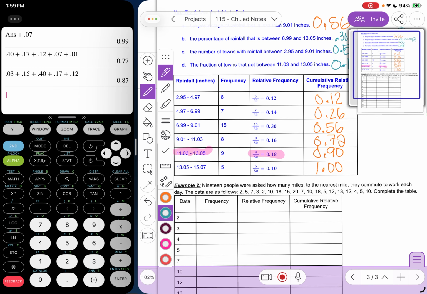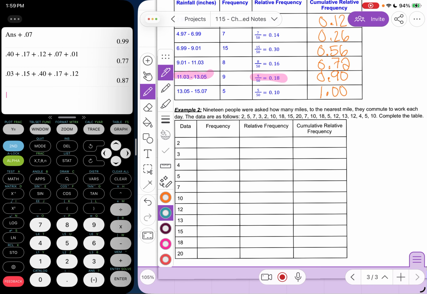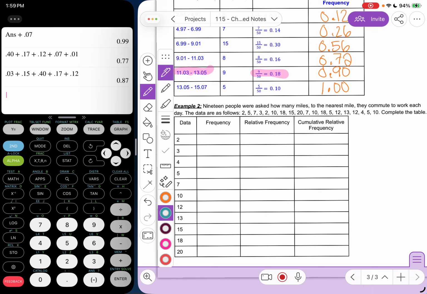All right. And then here, example 2. 19 people were asked how many miles to the nearest mile they commute to work each day. The data is as follows. Then it gives us a list. Complete the table. So let's fill it in. If you want to try it on your own, pause the video. If you think you need help, go ahead and do it. It's up to you.